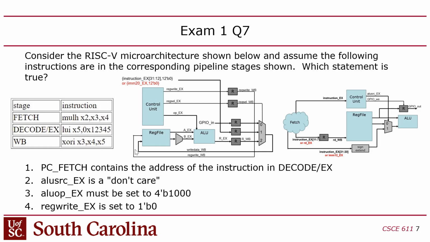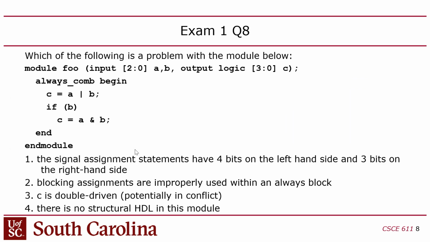And then ALU op EX must be set to 1000. That's not true. And reg write EX is set to 0, which is also not true because the instruction in the write back stage is an XORI, which does write a register. So reg write EX, I'm sorry, the instruction in EX is an LUI rather, which also writes a register. So reg write EX should be set to 1. Okay, any questions?